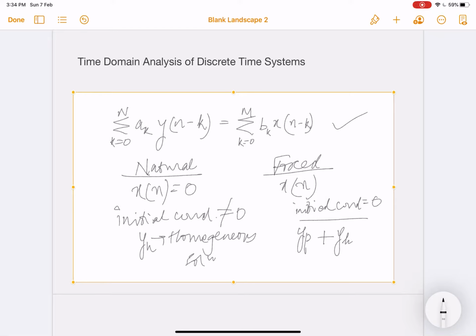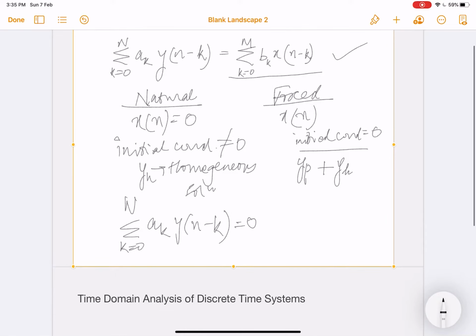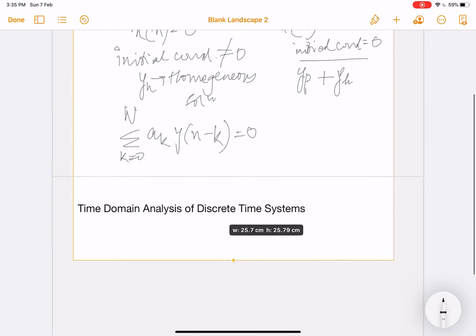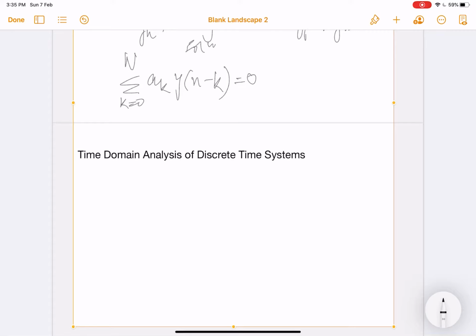First we will discuss natural response, or zero input response. In zero input response, what we have to do is just make our input 0. So what will we get? The sum over k equal to 0 to N of a_k y[n-k] will be equal to 0. This is our equation. Now this equation will have several solutions. Depending on the solutions, we are going to determine what our output will be.